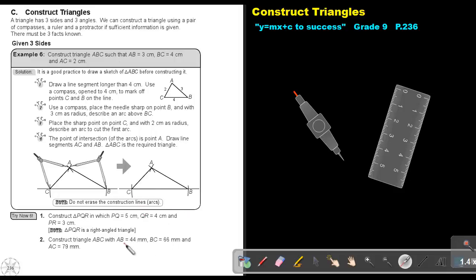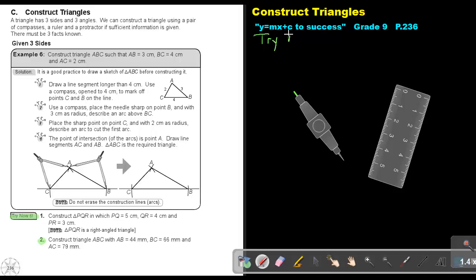Okay, let's look at an example. I just want to see if it's a little bit bigger. We are going to use this. Yes, I want you to stop the video and do Try Now 6 number 2. You can stop it, and as soon as you are finished, you can continue with the video.